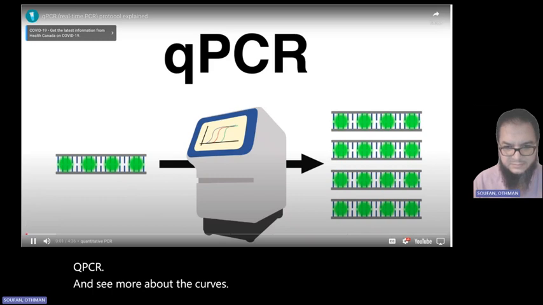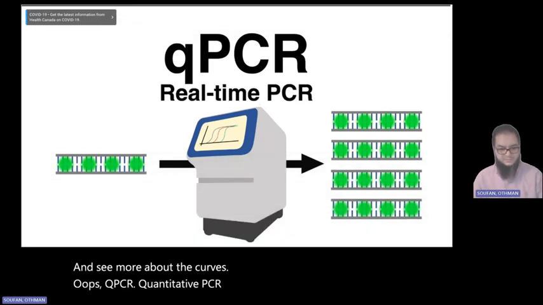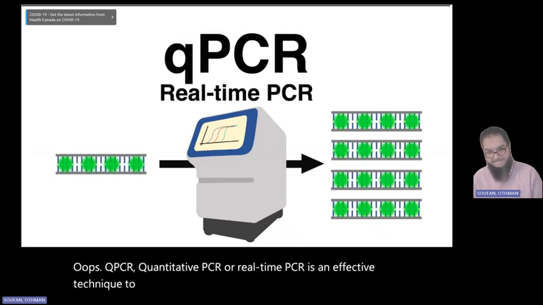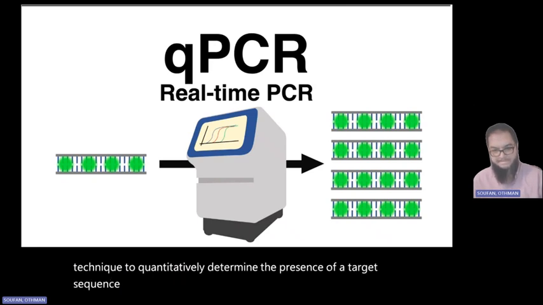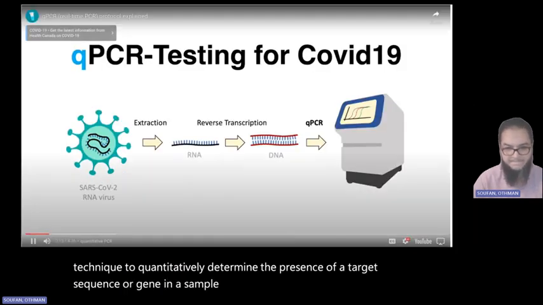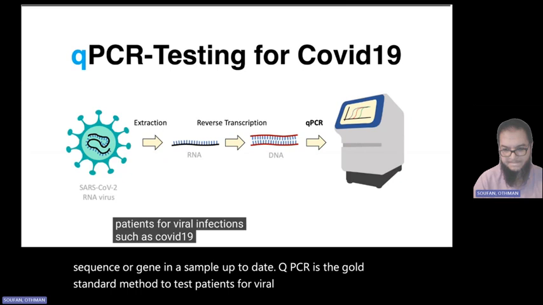qPCR, quantitative PCR, or real-time PCR is an effective technique to quantitatively determine the presence of a target sequence or gene in a sample. Up to date, qPCR is the gold standard method to test patients for viral infections such as COVID-19.